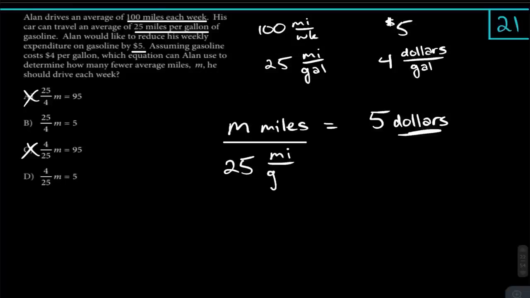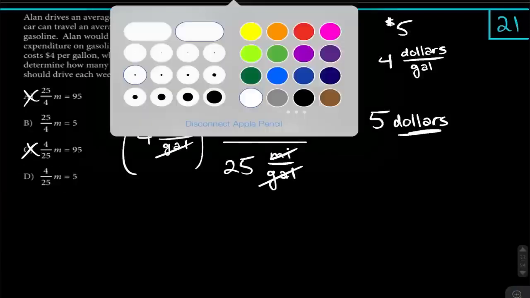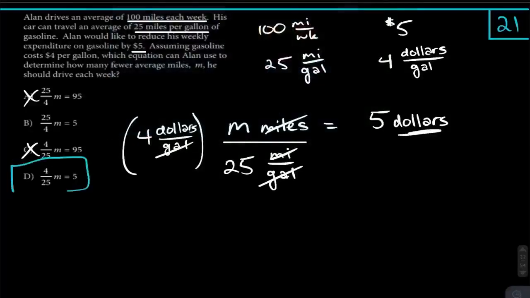We're going to cancel out miles here, right? And if we include the $4 per gallon on top, because you can see here we're going to get 4 over 25, right? We can do $4 per gallon. The gallon in the denominator here will cancel out with the gallon in the denominator of the denominator, and we're left with just dollars, right? So we get that 4m over 25 is equal to 5, and that right there is choice D. Okay, so a little bit tricky, but again, it's really all just unit conversion.